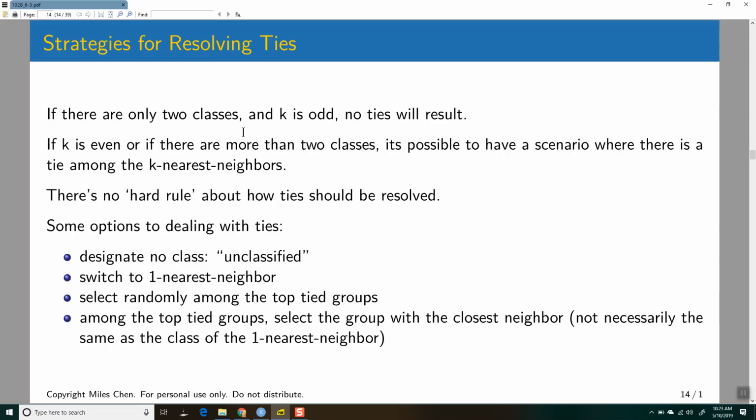Resolving ties is an issue that comes up. If there's only two classes and you keep k odd, you won't get any ties. So that's just your general rule of thumb: keep k odd, and you won't have as many ties.